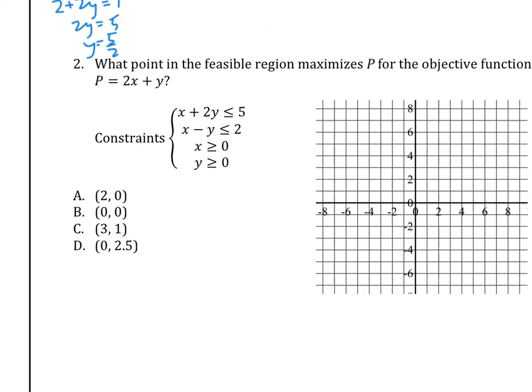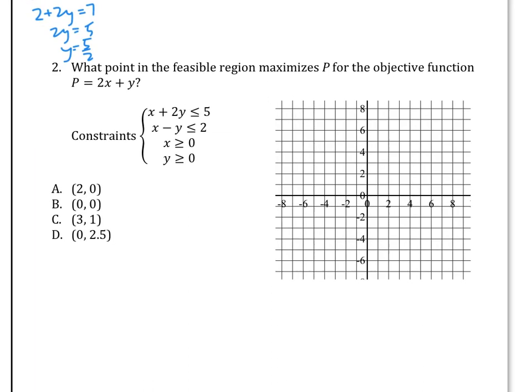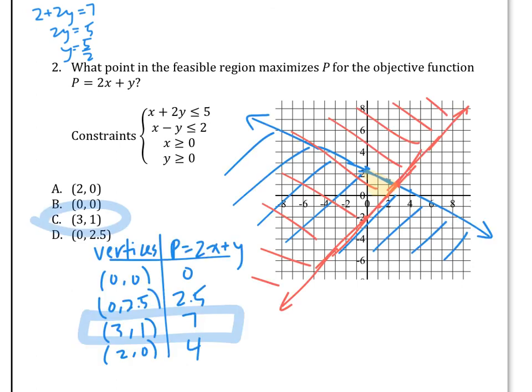All right, let's go ahead and have you try this one. What point in the feasible region maximizes p for the objective function 2x plus y? So go ahead and graph it and solve it. All right, go ahead and check your answer. The answer is (3, 1).